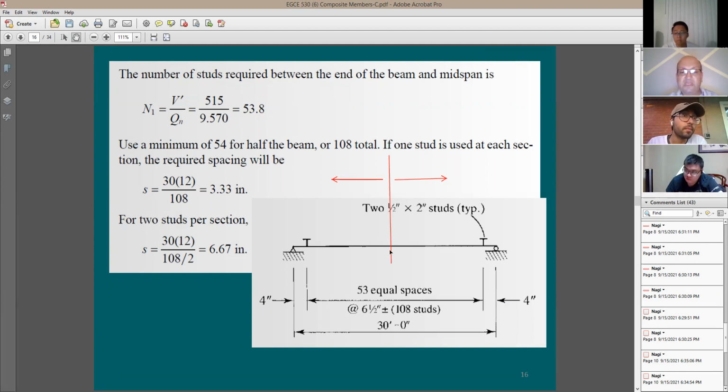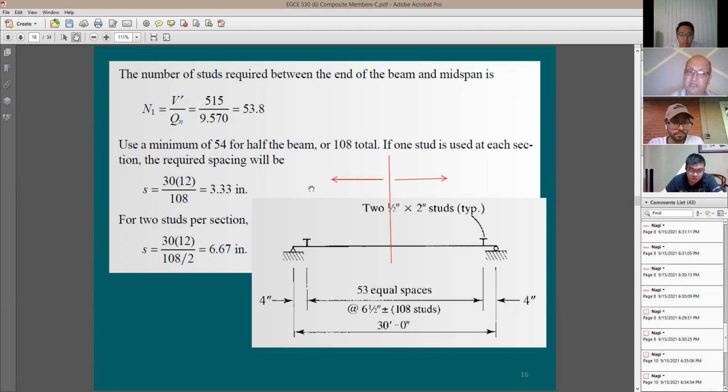If you like to use one stud, like only a row of one stud, the spacing between two studs is gonna be how much? Total span, the 30 feet, times 12 to put in inches, divided by the number of studs. You're gonna have almost 3 inches. But someone's gonna say, this is gonna be very tight when it comes to the spacing. Why don't we put a row of two studs, which makes more sense.